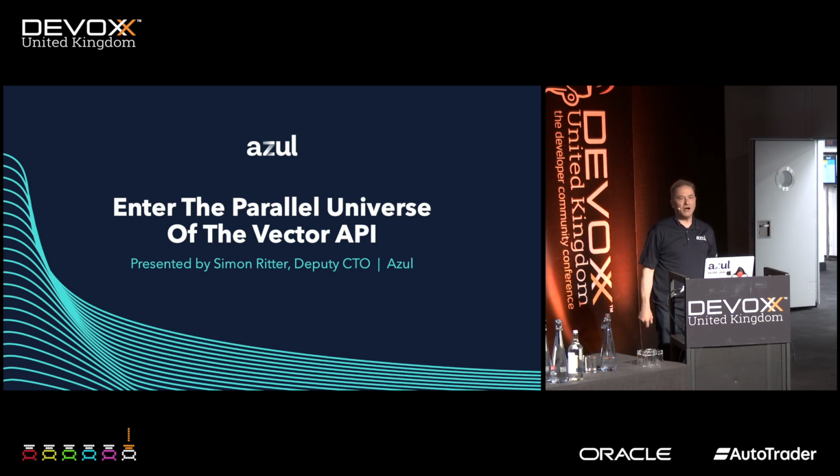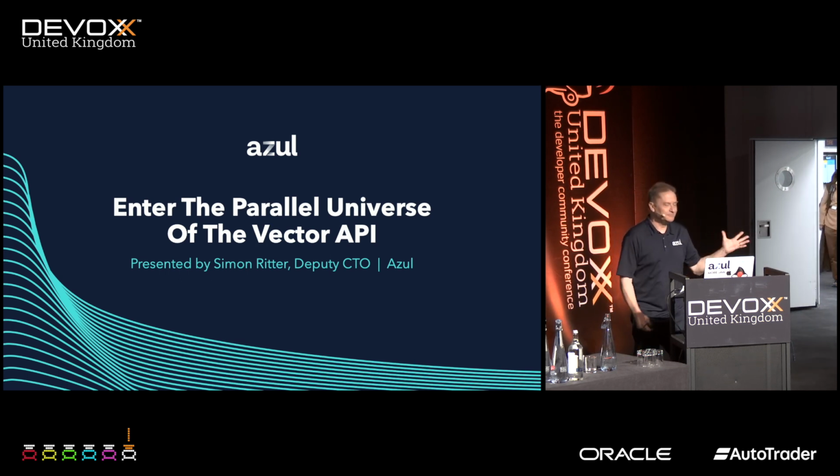I'm Simon Ritter. I'm the Deputy CTO at Azul. And, well, I've been involved in Java really right from the very beginning. I actually joined Sun Microsystems way back in February of 1996, which actually makes me feel really old because it wasn't even my first job.